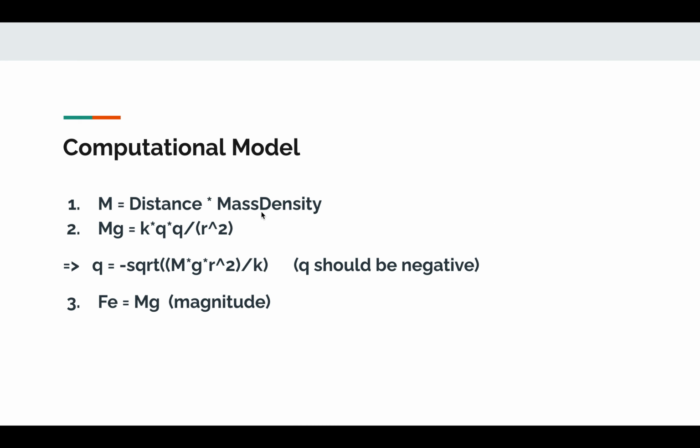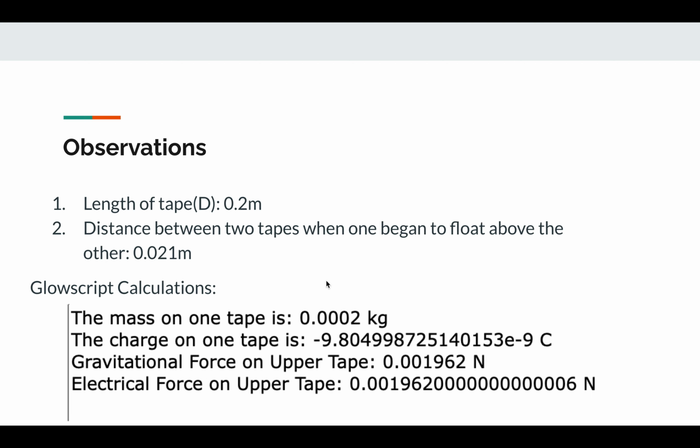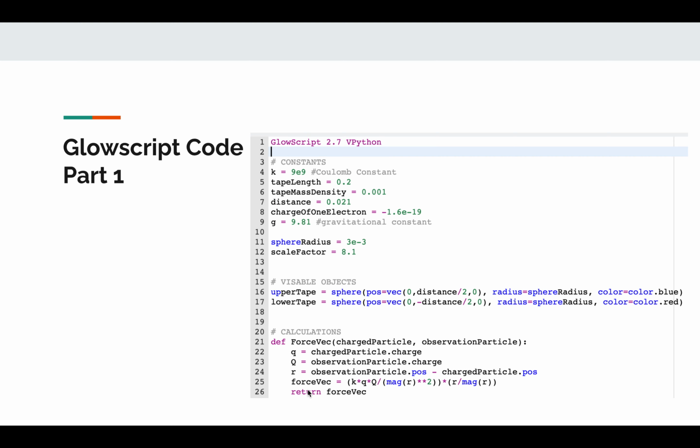Here are my calculations. Basically, the mass is equal to the distance times the density, and I can calculate the charge by this, and it should be negatively charged since we got that result from our experiments. And the observations that we made are the length of the tape is 20 centimeters, and the distance that the tape began to float is 2.1 centimeters. These are some numerical results I got.